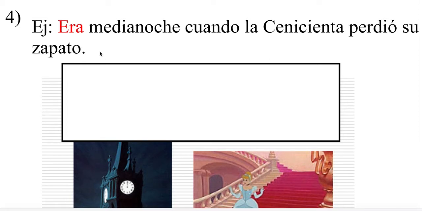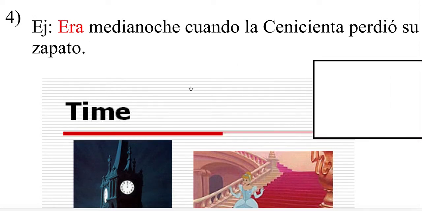Okay, era medianoche cuando Cenicienta perdió su zapato. Why would we use imperfect for era medianoche? Okay, if you said telling time, and I'm going to add that in because I like to have that word in there, because when you tell time in the past, just like this, it was midnight, you have to use the imperfect.